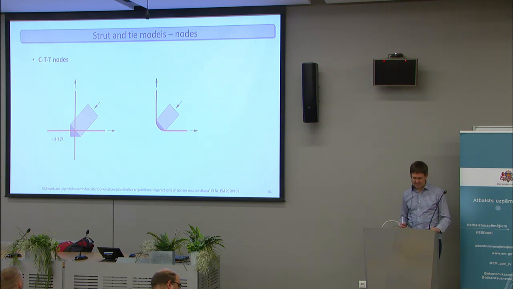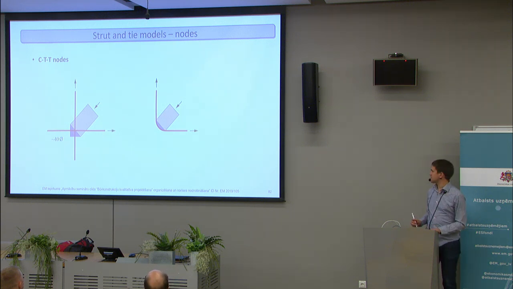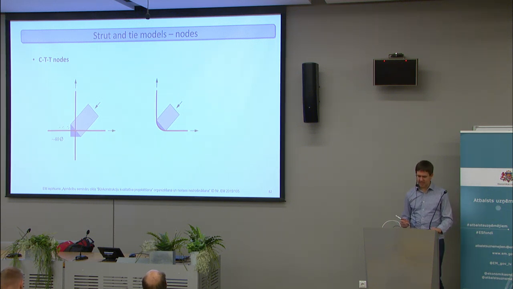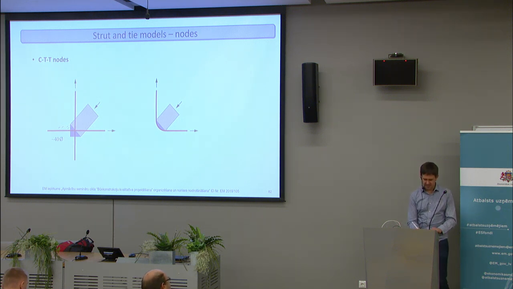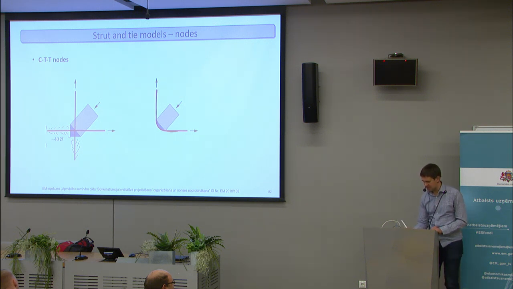Then for CTT nodes, when we have two bars in tension, one possibility is to approach it the same way as CCT nodes, just anchoring the reinforcement behind the node. The downside is again that it requires lots of space, but one nice thing about CTT nodes is that we can actually use the same rebar. We can just bend the rebar, and then again we have to choose the radius so that it doesn't crush the concrete within the bend.